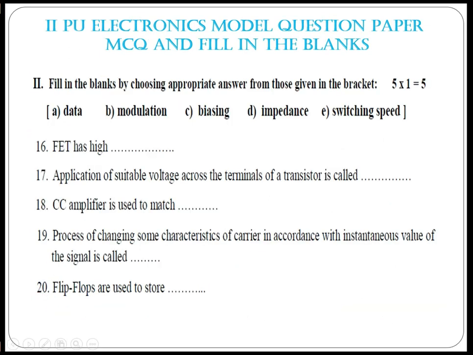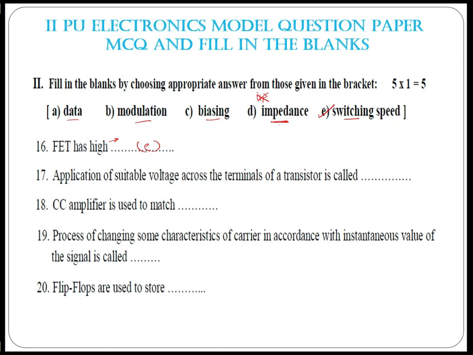Okay, part 2, fill in the blanks by choosing appropriate answer from those given in the bracket. You could notice the options are here, 5 fill in the blanks and 5 options. FET has high. Here you might get confused because impedance also looks appropriate, but it should be mentioned input impedance, then the option is correct. Otherwise I cannot choose this option, I have to choose this option. So FET has high switching speed, high input impedance, not only impedance, it is high input impedance. So the better option is switching speed.